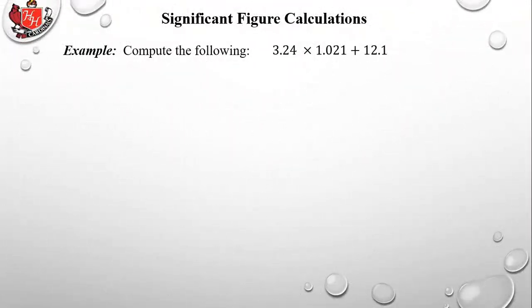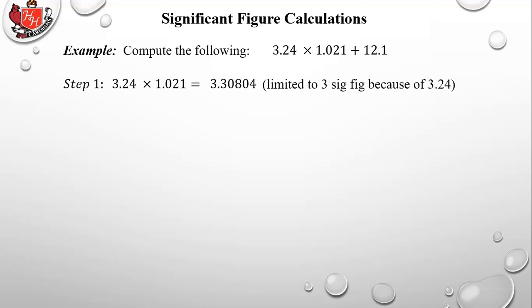So 3.24 times 1.021 plus 12.1. PEMDAS says do the multiplication first. When you multiply those two numbers together, you get 3.30804, but it's limited to 3 significant figures because of the 3.24. But you don't do anything to that number yet. The 3.30804, you don't do anything to it yet.